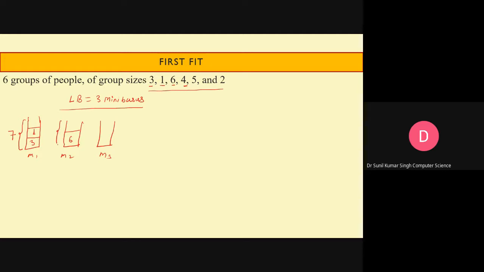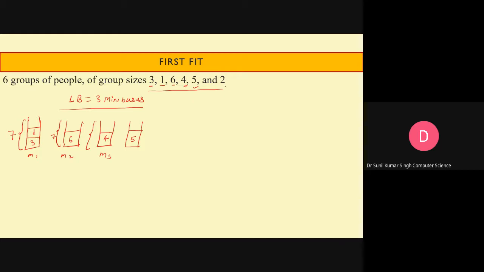We cannot put it. Now look here. Capacity is 7 and 6 is already filled. Can we put this 4 here? No, because only one seat is available. So 4 will come here. Now the next group of people is 5. Capacity is again 7, available space is 3, but people are 5. So this 5 cannot be accommodated in M1, M2, or M3. So we have to go for another minibus and pack 5 here.